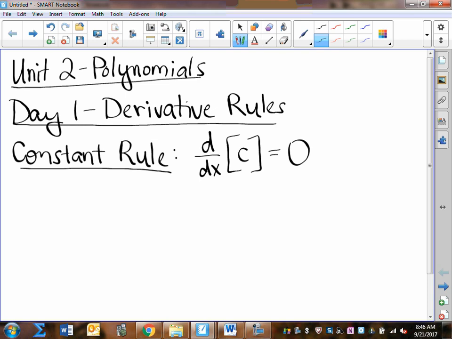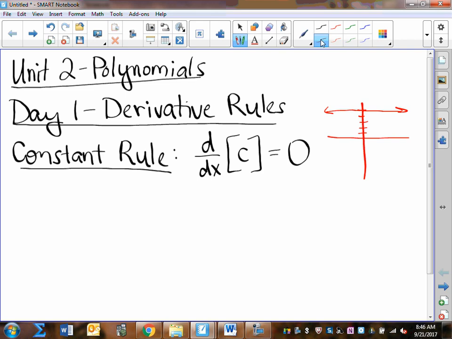Now, if we stop and think about this, this makes sense. Let's say that our constant is 5. If I think of my graph, what does a function y equals 5 look like? A horizontal line at 5. What is the slope of any horizontal line? 0. Derivative means slope. Good. So the derivative of any constant is just 0. Alright, there we go. Exciting rule number 1.